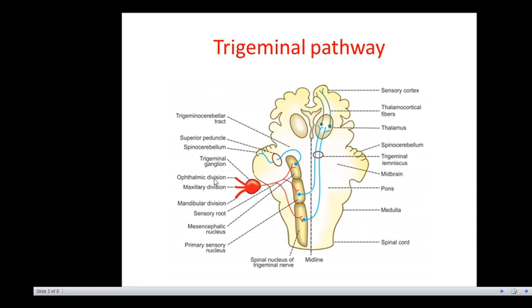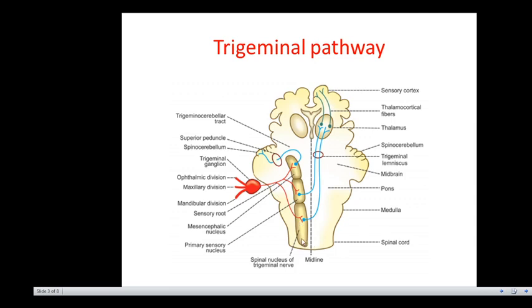We already told that it has three divisions. One is the ophthalmic division, another is the maxillary division, another is the mandibular division. Clear? So please practice how to draw the trigeminal pathway.